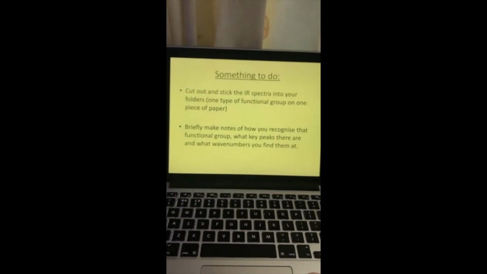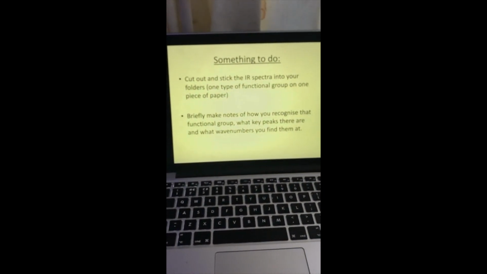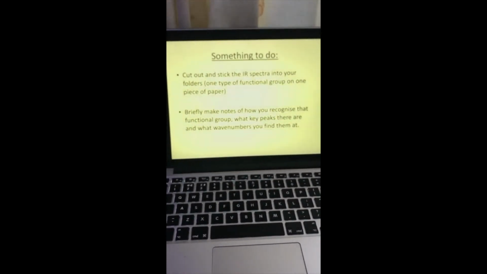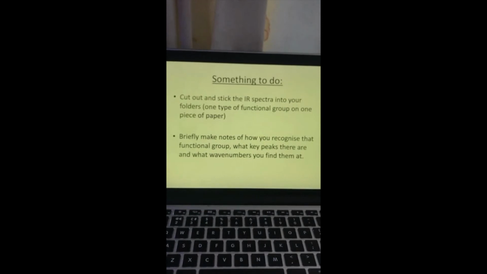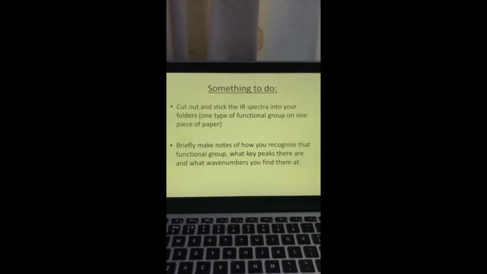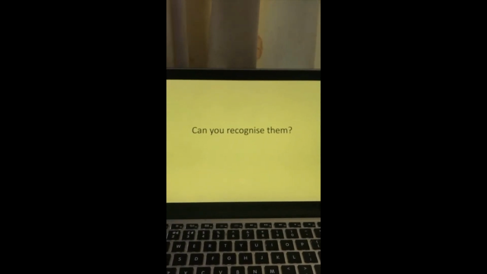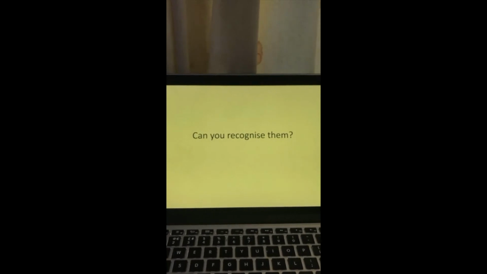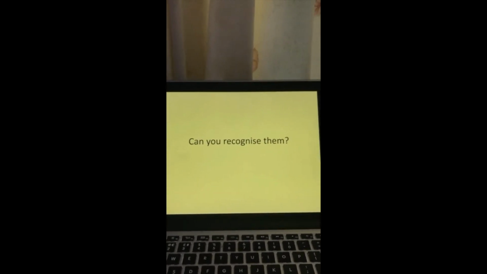Okay. Right, so you should also have, if you can print them out, fantastic, the ones that I send with this, which is lots and lots of them. Make some notes on how you recognise each functional group, what the key peaks are and what wave numbers you find them at. Okay, so there we go. Right, so obviously I'm hoping you'll recognise them. I'm going to pause for a second. You can shout out what you think they are and then I'll tell you whether you're right. Okay, here's the first one.